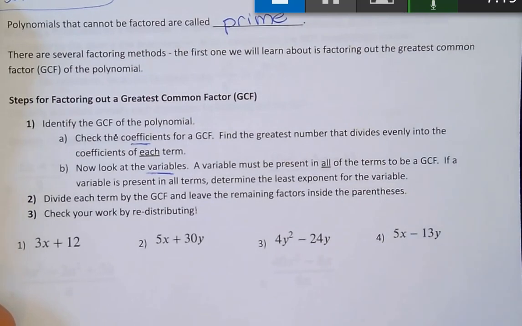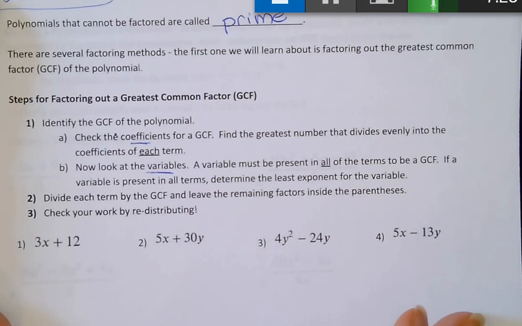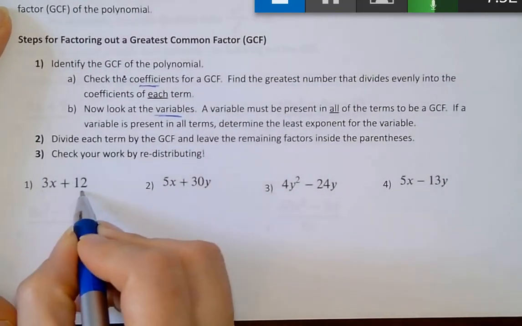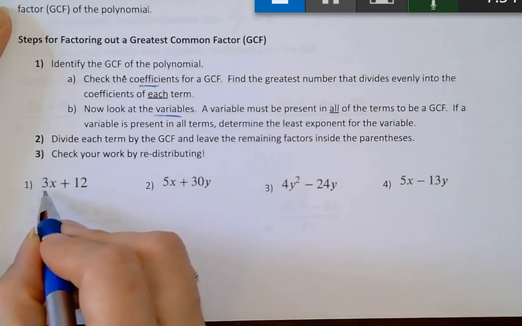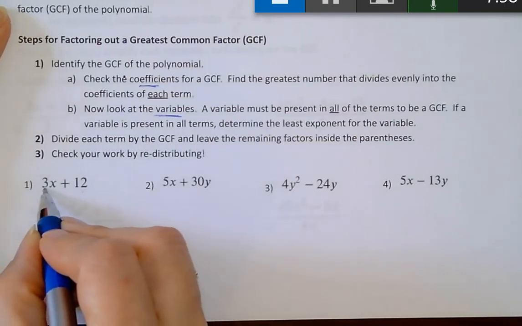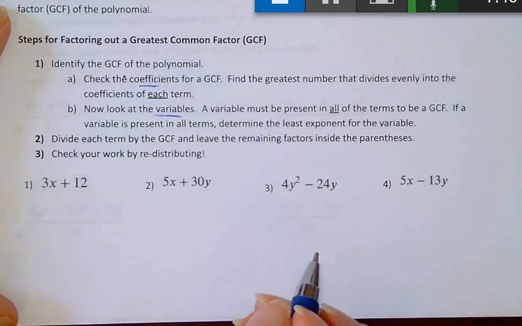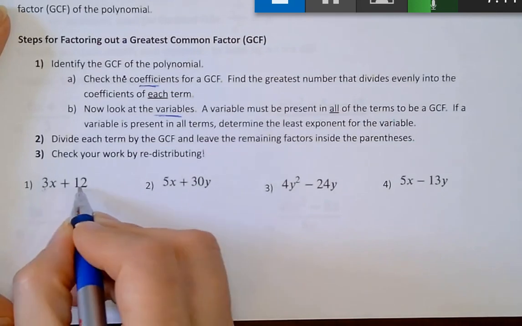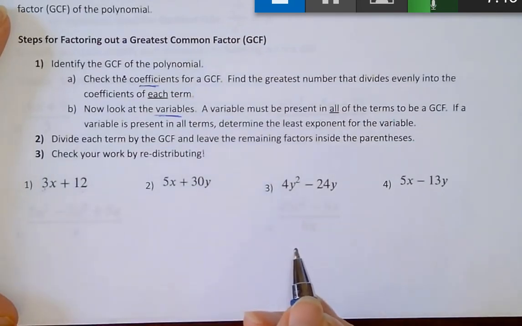Okay, so we're going to divide each term by that greatest common factor. Anything that's left over stays inside parentheses. And you can check your work by distributing it back out again. So here, 3x plus 12. Well, I have a constant and I have a term that has a coefficient and a variable. So in this case, I am going to look just at the number 3 and the number 12 and think, what goes into both of those?